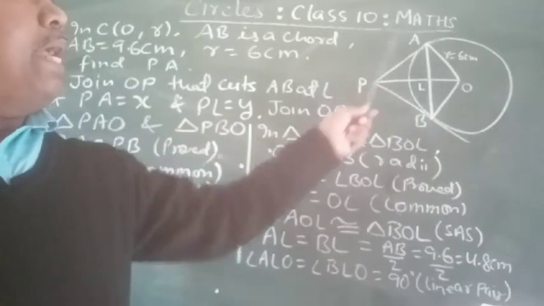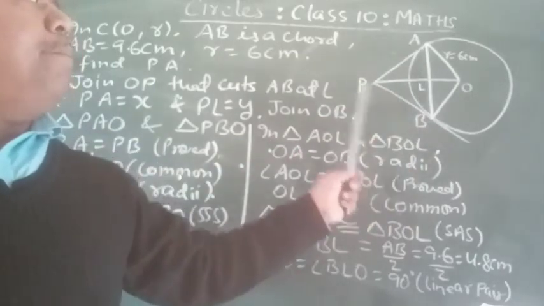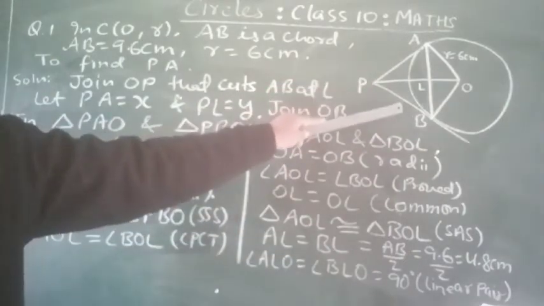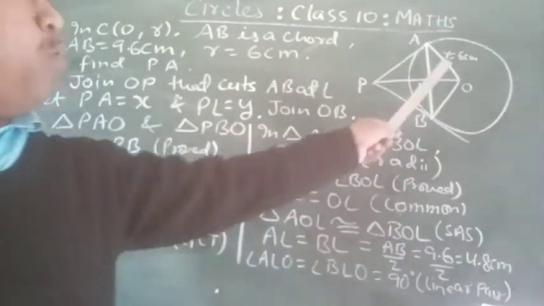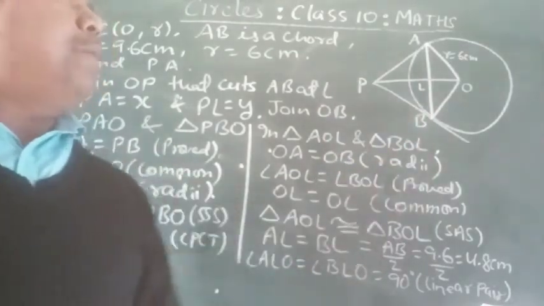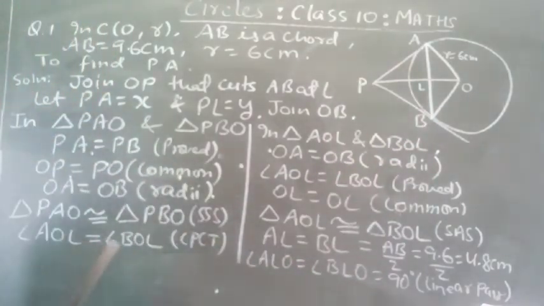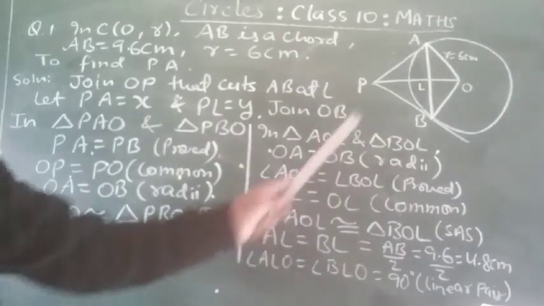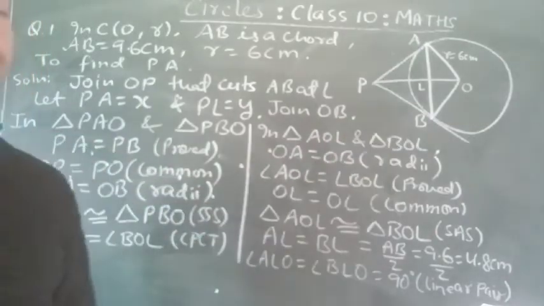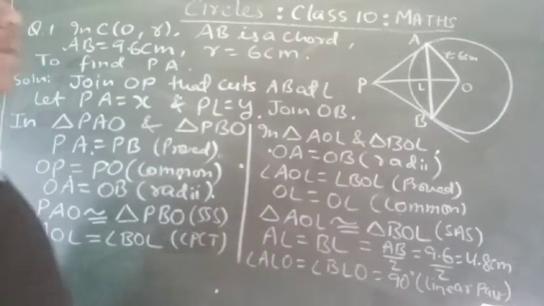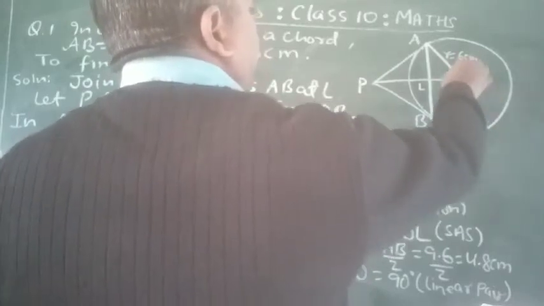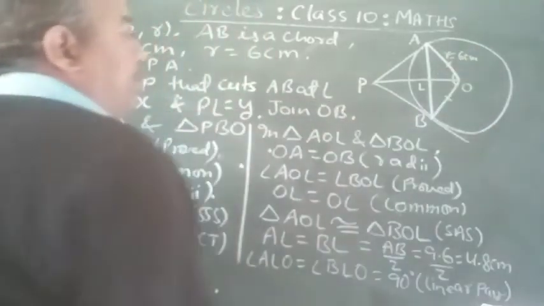So look in triangle APO and BPO. PA equal to PB, already discussed. OA equal to OB, radii of circle, and OP is common. So triangle APO and BPO both are congruent. If they are congruent, then these angles are equal. And it is already given.